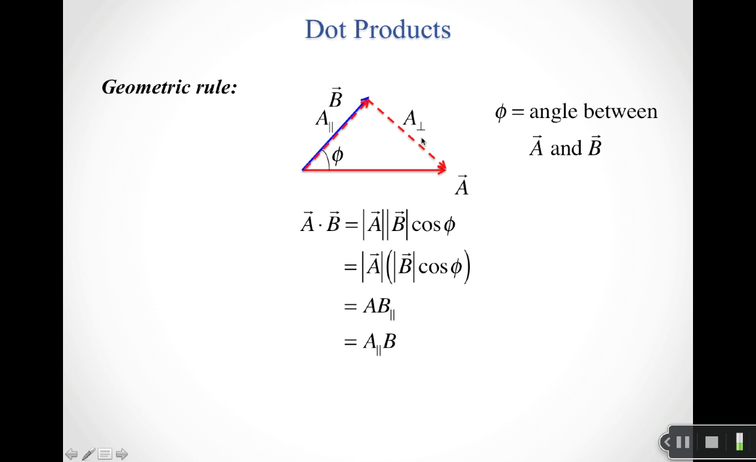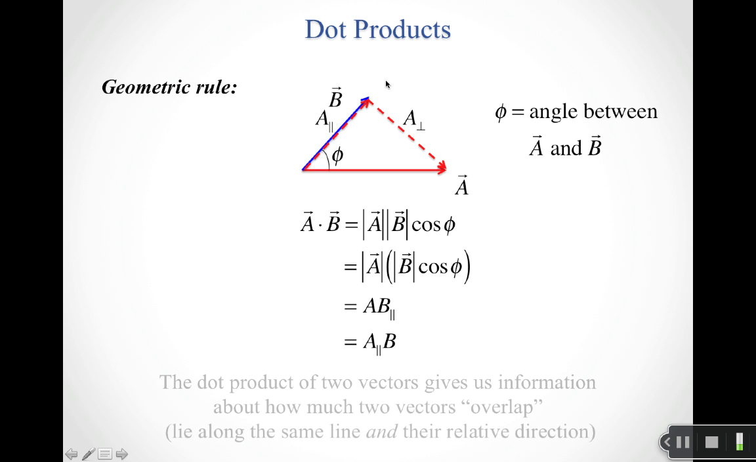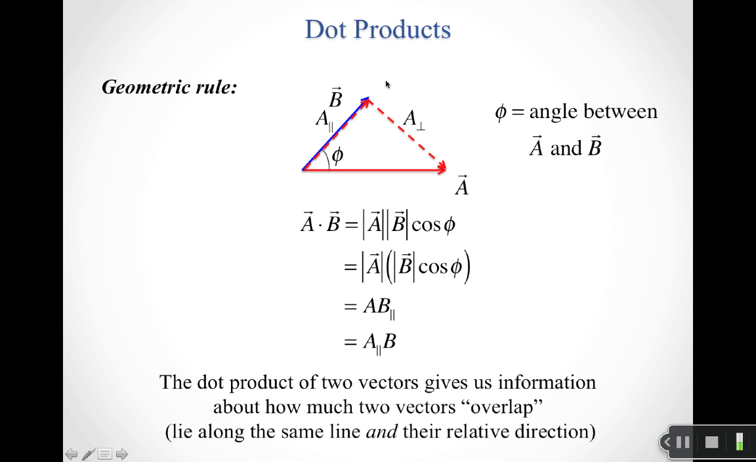There's also a perpendicular component, that would be the A sine phi, and that doesn't show up in the dot product. So what I get either way, right, there's nothing sacred about which vector I choose to leave alone and which one I choose to turn into components. But either way, what the dot product is telling me is how much two vectors lie along the same line. So the dot product is giving us information about how much two vectors overlap.